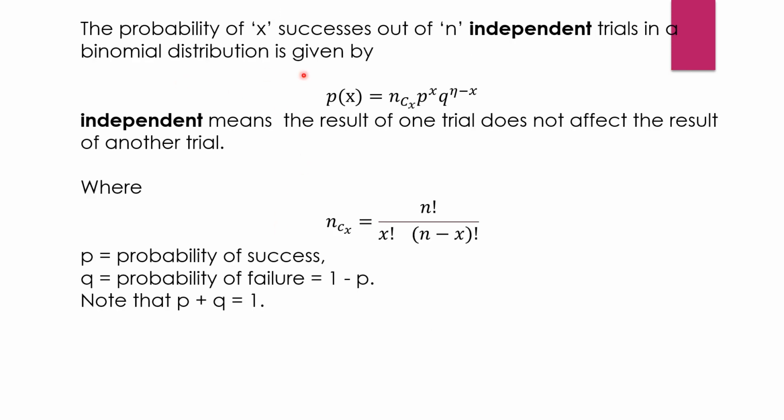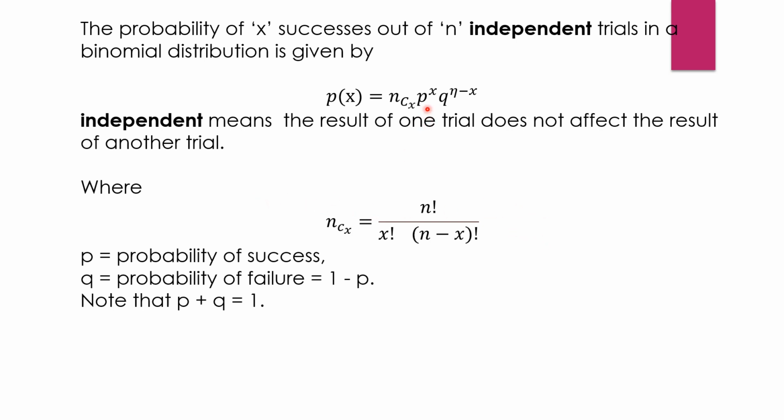The probability of x successes out of n independent trials in a binomial distribution is given by P(x) equal to nCx p to the power x q to the power n minus x. Here the term independent means that the result of one trial does not affect the result of another trial. The term nCx stands for factorial n upon factorial x into factorial n minus x, which you are aware of.